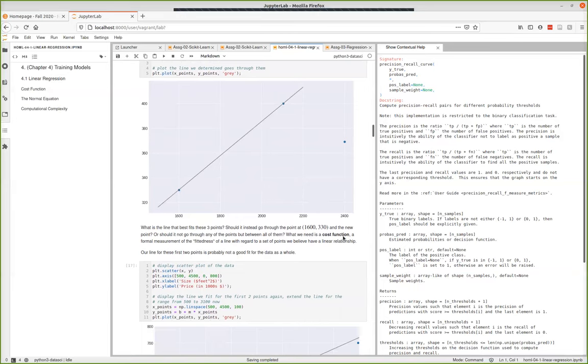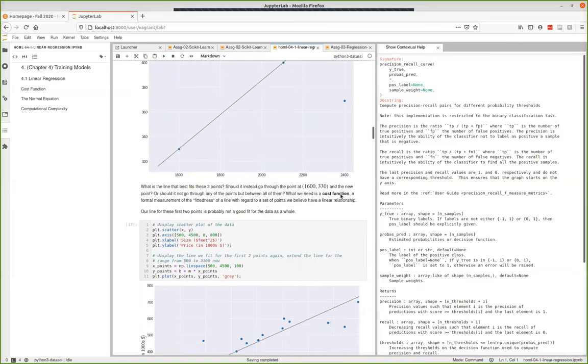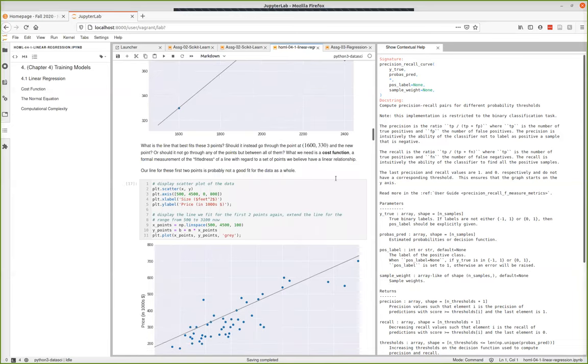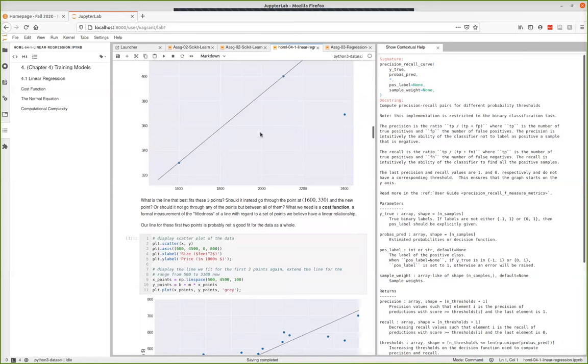And that's what a cost function is. This is also known as the fitness function. It probably has some other names that I'm blanking on right now. So we'll usually call this the cost function or the fitness function. This is a way of coming up with a formal measurement of what we mean by the best fit, or in this case, the best fitting line for some set of points, right?